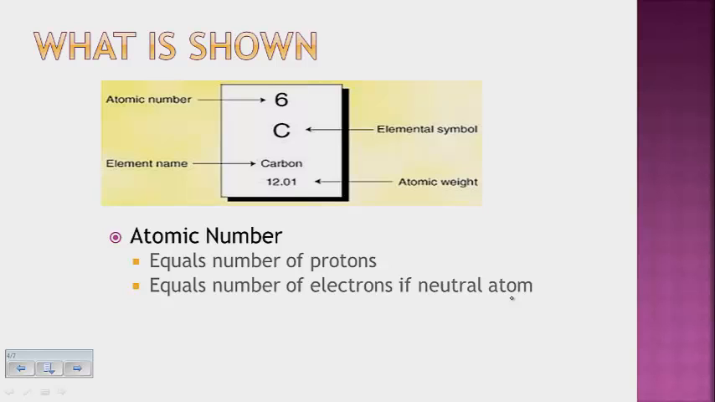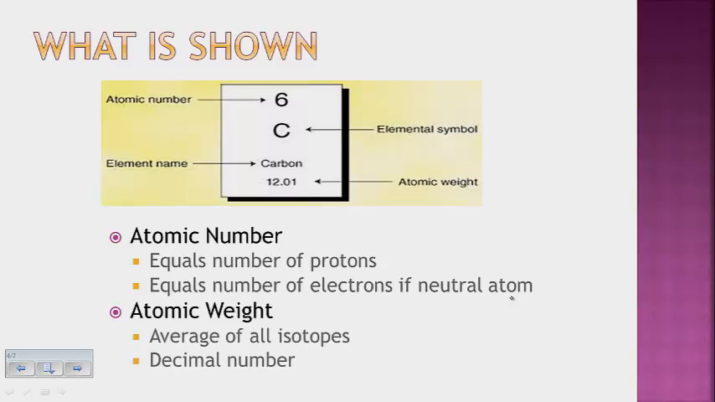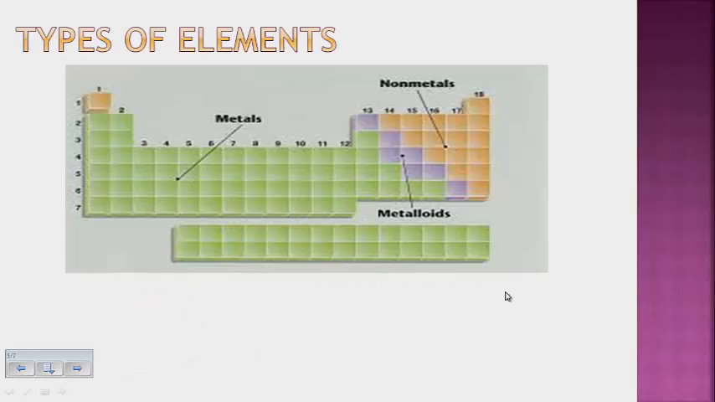Atomic weight. At the bottom, it tends to have the atomic weight, and you'll see that this number is actually a decimal number. The reason being is because there are what is called isotopes, and this number is the average of all the isotopes for that element. And we're going to get into isotopes a little bit later into the unit. Now, if you look at your periodic table, there are actually 3 types of elements. You have your metals, you have your nonmetals, and you have metalloids. Okay? We're going to go over those properties.